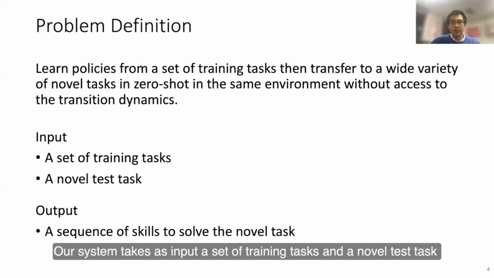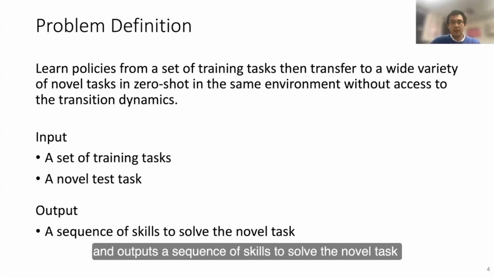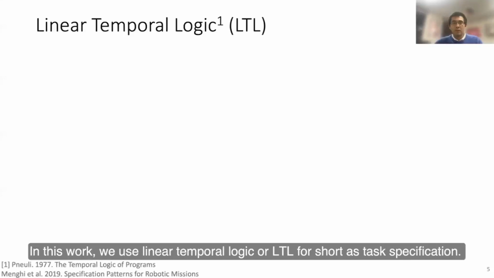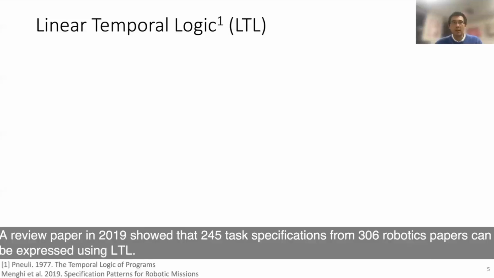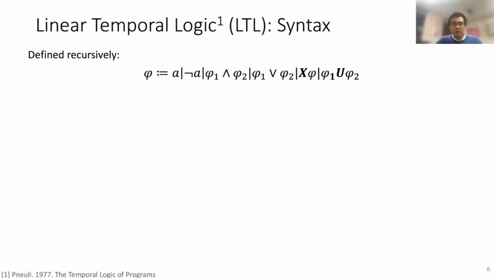Our system takes as input a set of training tasks and a novel test task, and outputs a sequence of skills to solve the novel task. In this work, we use linear temporal logic, or LTL for short, as task specification. Much literature has successfully applied LTL to specify robotic tasks. A review paper in 2019 showed that 245 task specifications from 306 robotics papers can be expressed using LTL.